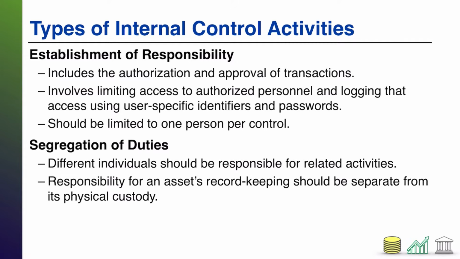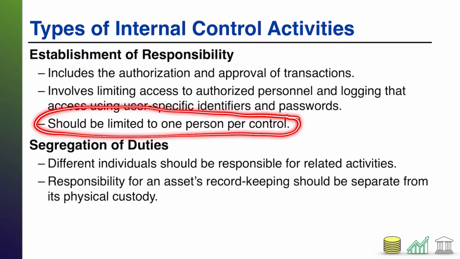And as I just mentioned with the cash register not responding if not given the proper codes or the proper ID badge swiped, it involves limiting access to authorized personnel and logging that access with user specific identifiers and passwords. So the register is actually keeping a record of who logged in, what code was typed, what ID card was swiped. And if you aren't the right person, it's not going to let you in, okay? This should be limited to one person per control.